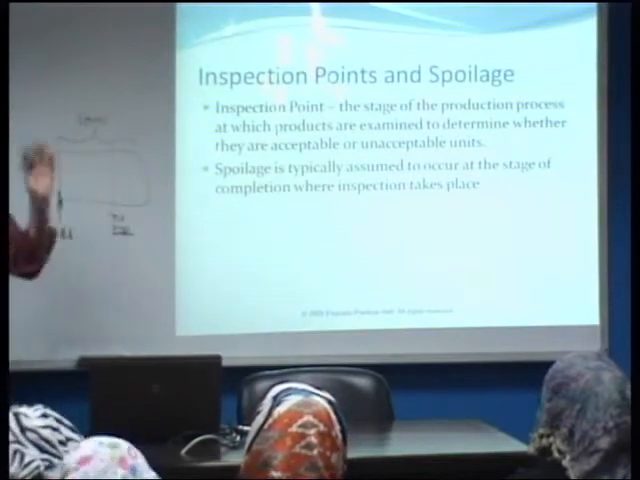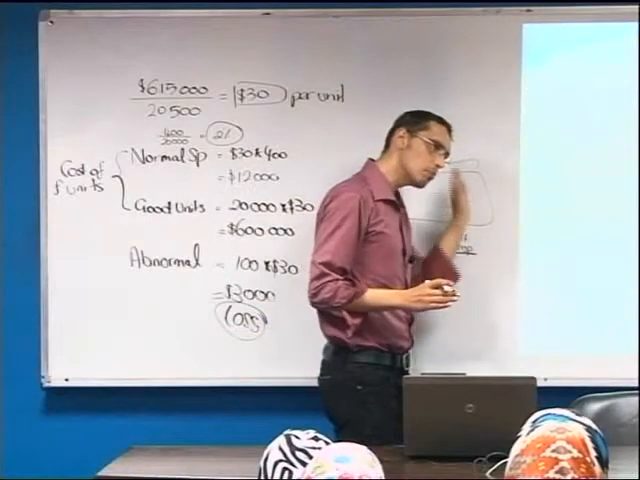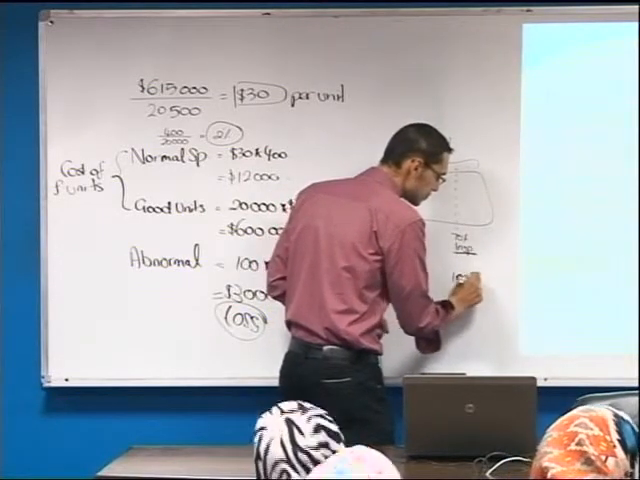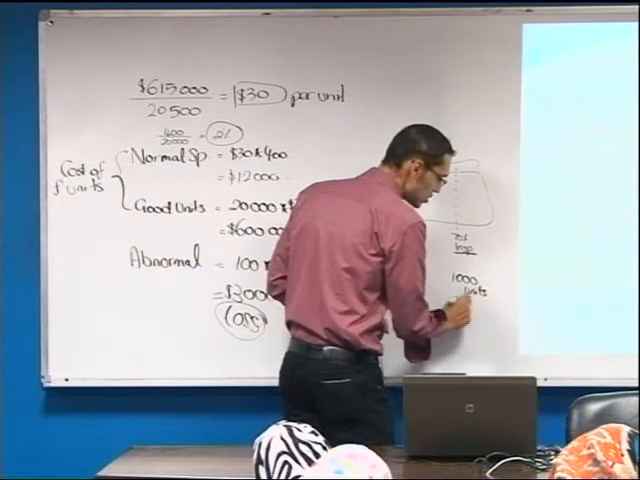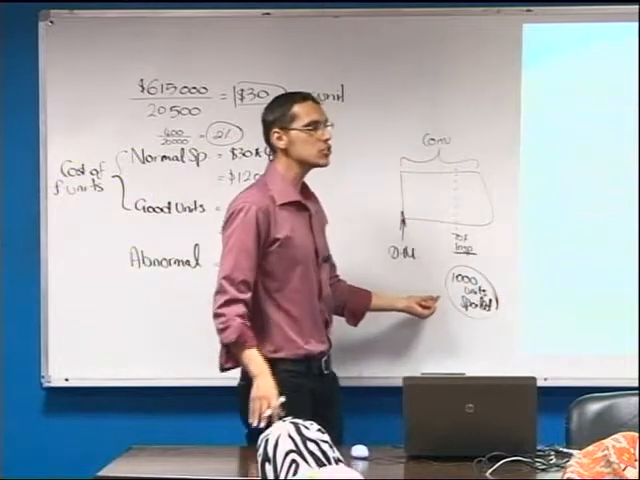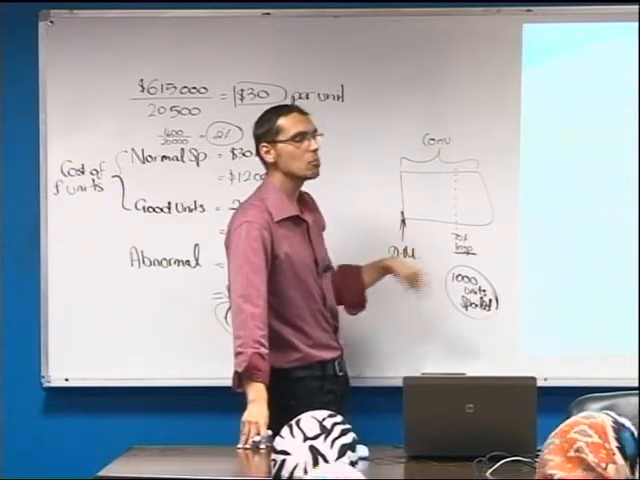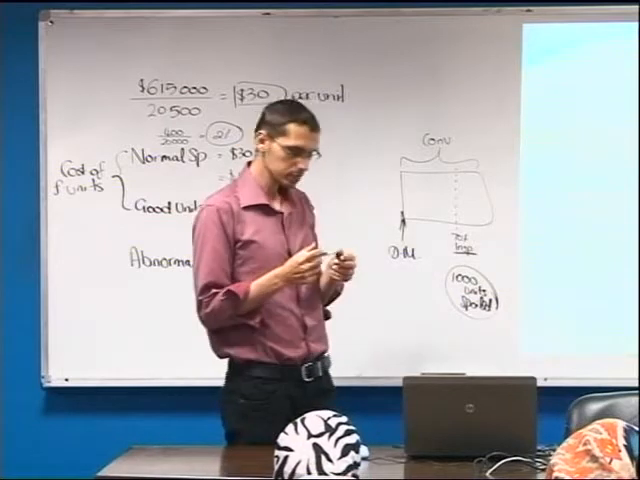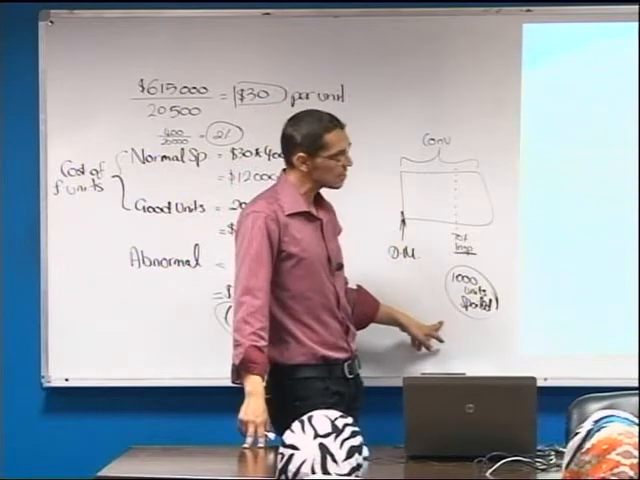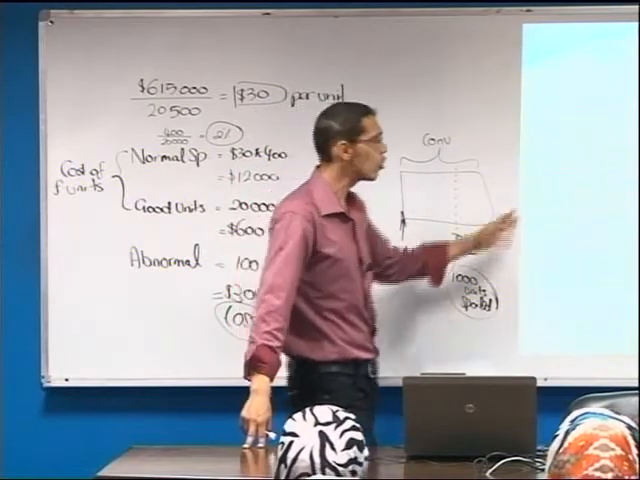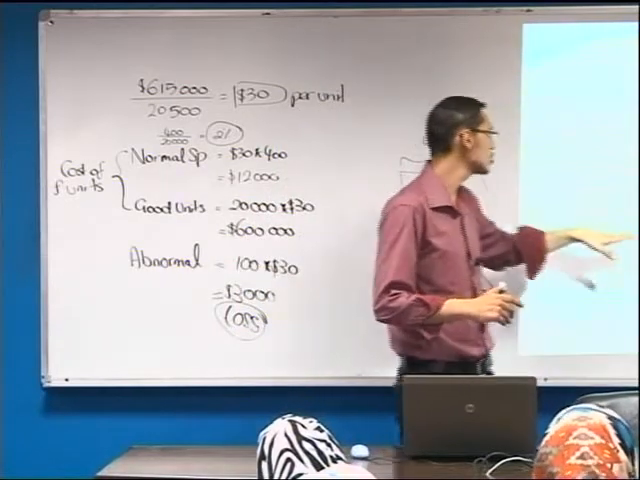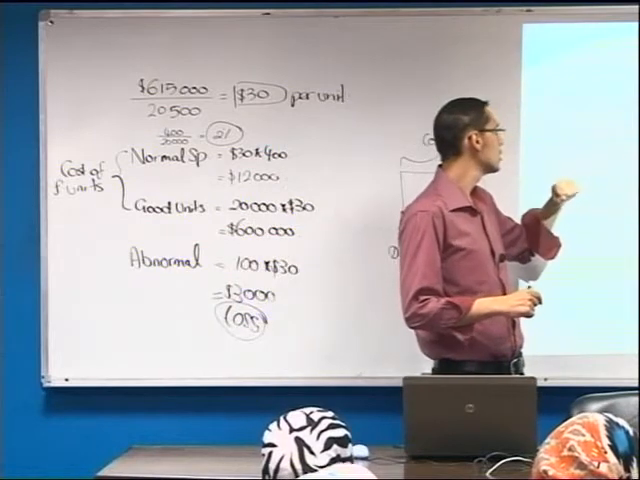And of course, we found out after the inspection point that we have, for instance, 1,000 units as spoiled. How much did these units take from the direct materials and how much from the conversion costs? All the direct materials, excellent. And 70% of conversion cost. Therefore, spoilage is typically assumed to occur at the stage of completion where inspection takes place.